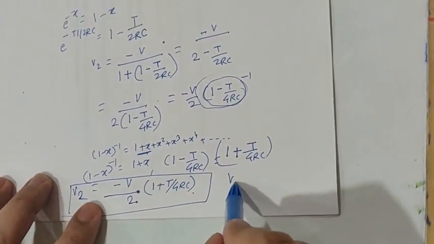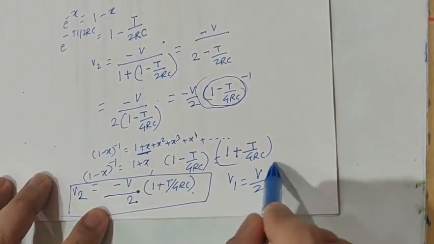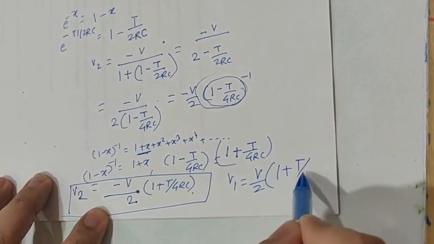Similarly, V1 will be V by 2 into 1 plus t by 4RC.